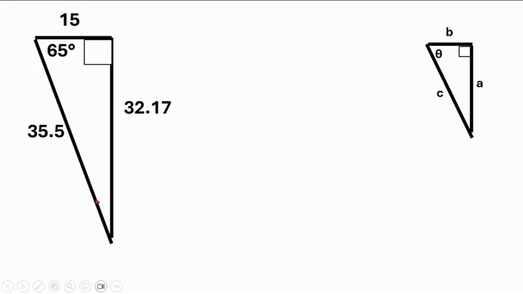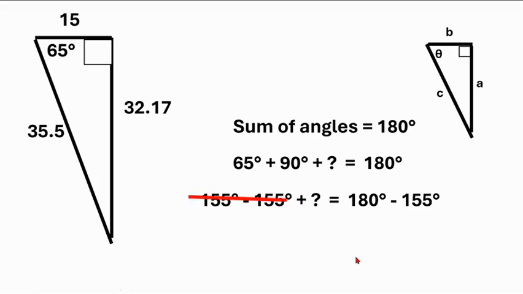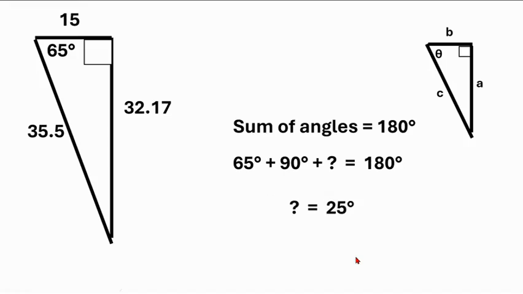Now we just need to find the missing angle right here. We know that the sum of angles has to equal 180. We have a 65-degree angle. We have a 90-degree angle. That's what that box represents. And so 65 plus 90 is 155. We'll just have to see what is missing to make it up to 180. So subtract 155 on both sides, and you get that the missing angle is 180 minus 155, which is 25 degrees. And there we go. We've solved that problem.